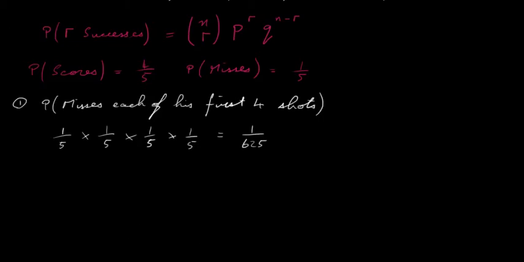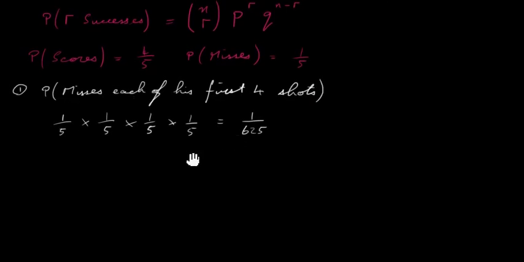Okay, so now let's use this formula to work out the same probability. Let's just write down these values first of all. Well, we have p here, which is the probability of success. Now, you've just got to be a little bit careful here. The probability of success in this particular case is that he misses.